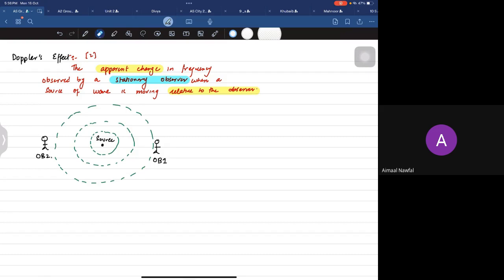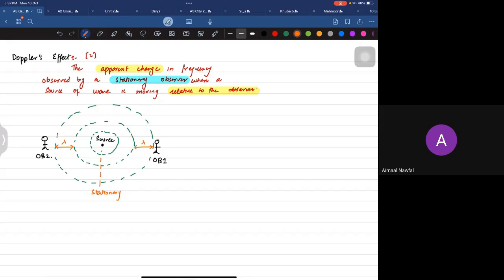Yes. Now, if we consider that these two people are stationary, and the source is also stationary, which means not moving, then the wavelength observed by this observer is equal to the wavelength observed by this observer. Do you guys agree with that? Yes. They're the same distance apart, and the source is stationary.